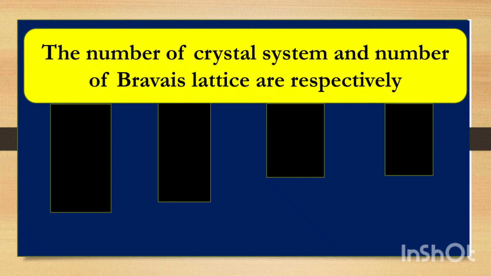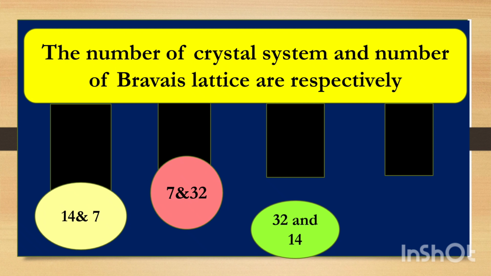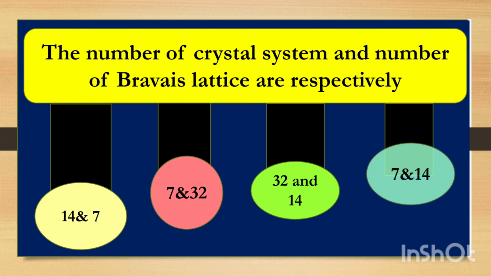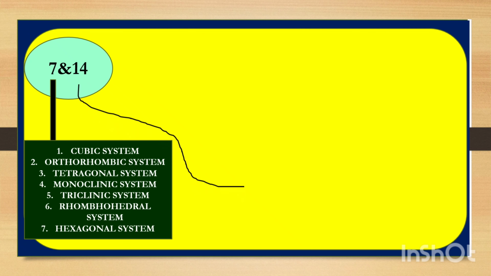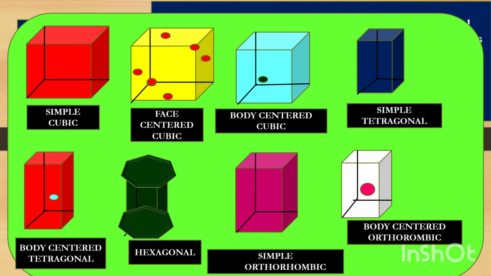Okay, the number of crystal systems and the number of Bravais lattices are respectively. Here four options are given. The first one is the correct option, it is 7 and 14. Here 7 means the list of 7 crystal systems given, and this is 14, the Bravais lattice structures given.